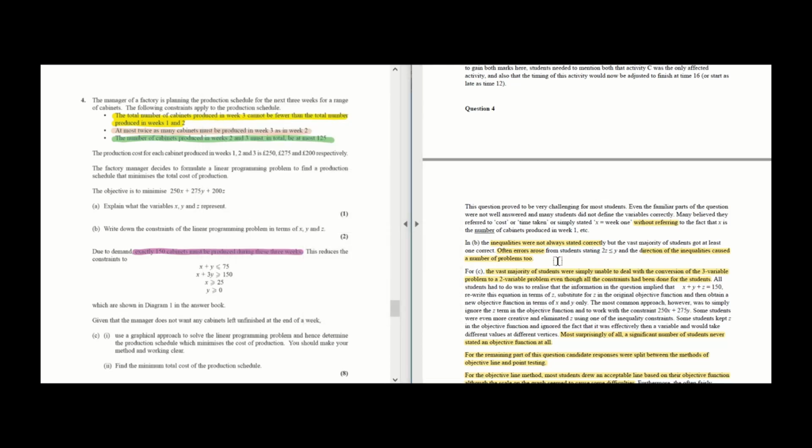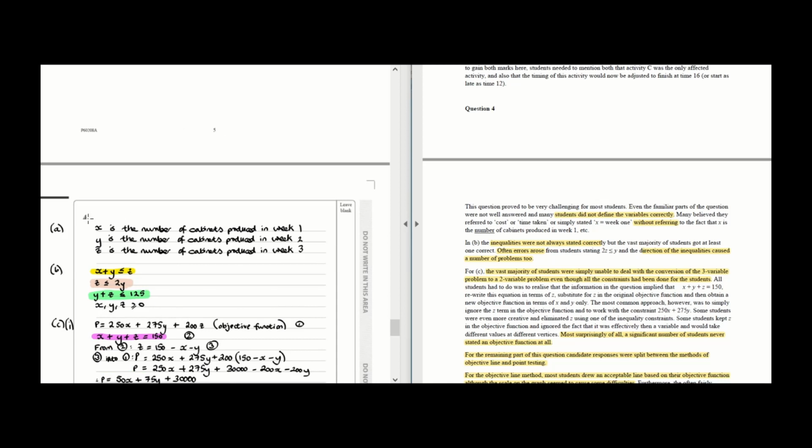Question 4 was quite challenging. It was a linear programming question. One problem was that students did not define variables correctly. Like over here, look at my definition, everything I defined was very clear in my opinion. So you had to be specific in how you define certain variables. For part B, inequalities were not always stated. Sometimes the direction of the inequality people got wrong.